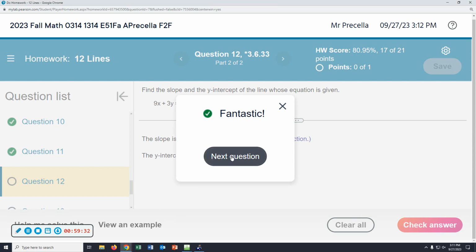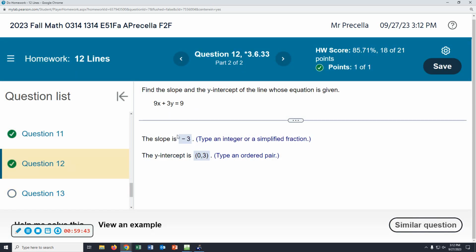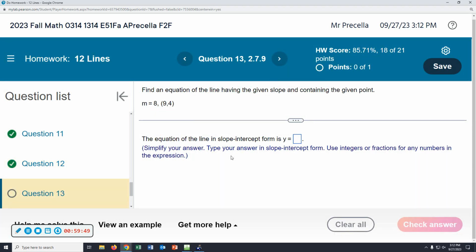So number 13, now that's different. Up until this point, we've been given equations, told to find the slope and stuff. Starting with number 13, you're going to see how to write an equation. Okay, so write an equation of a line.